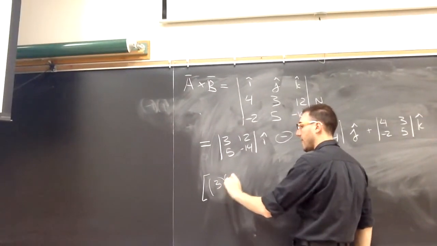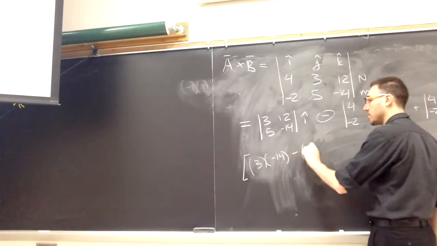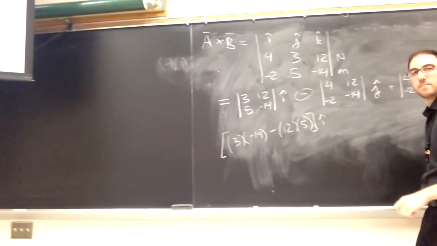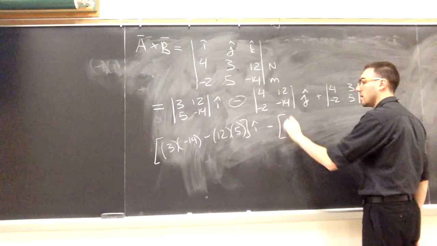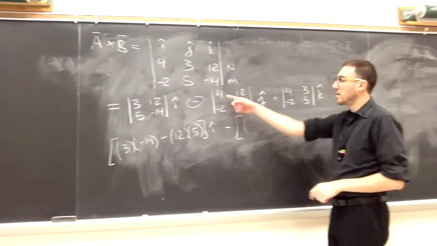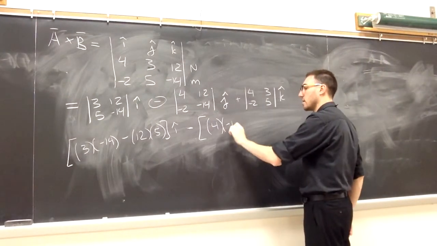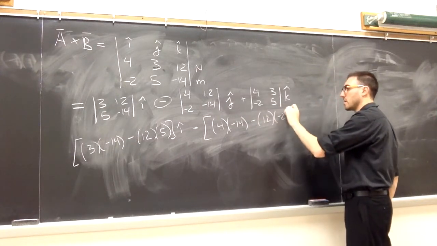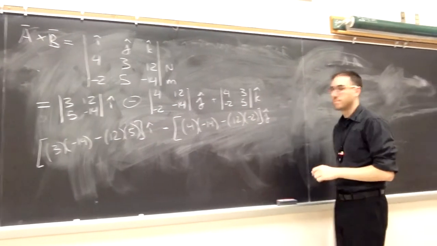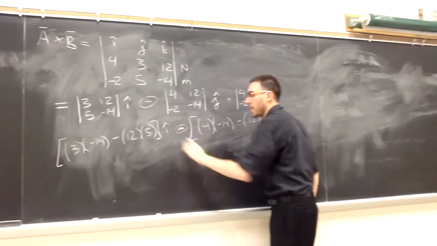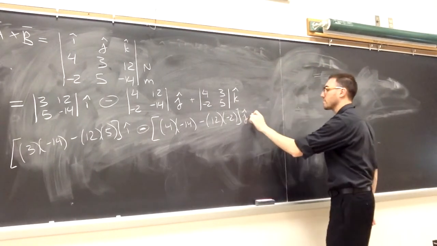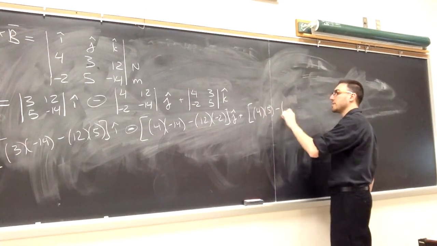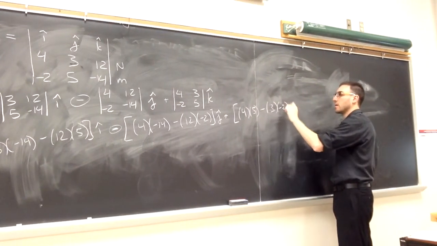This will be 3 times -14 minus 12 times 5, times i hat, minus 4 times -14 minus 12 times -2, times j hat. Again, this whole thing is negative. Plus 4 times 5 minus 3 times -2, k.